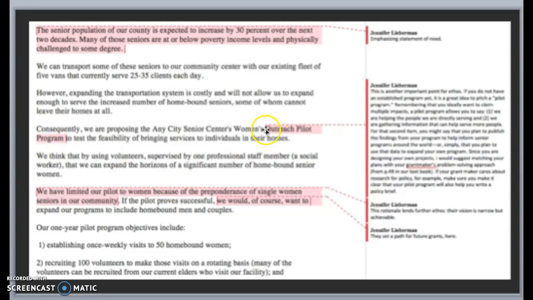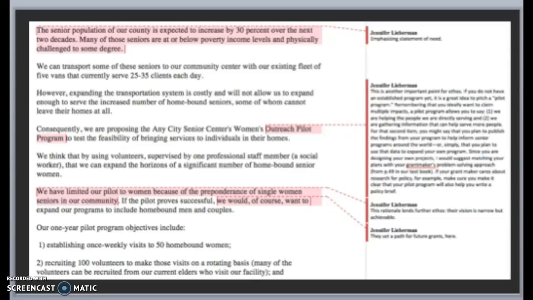I also think it's great that they talk about their outreach pilot program, and I have a really long note in the margin here. So this is another important point for ethos. If you do not have an established program yet, it's a great idea to pitch a pilot program. Remembering that ideally you want to claim multiple impacts, a pilot program allows you to say that we're helping the people we directly serve, and at the same time, we're gathering information that can help serve more people. For that second item, you might say that you're going to publish the findings from your program to help inform senior programs around the world, or that you plan to use the data to improve your own program.